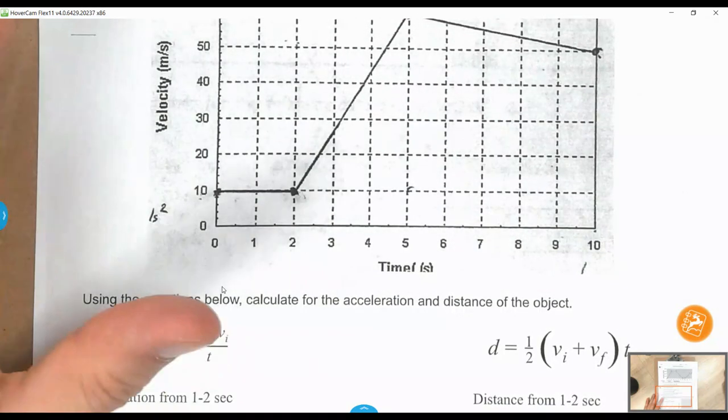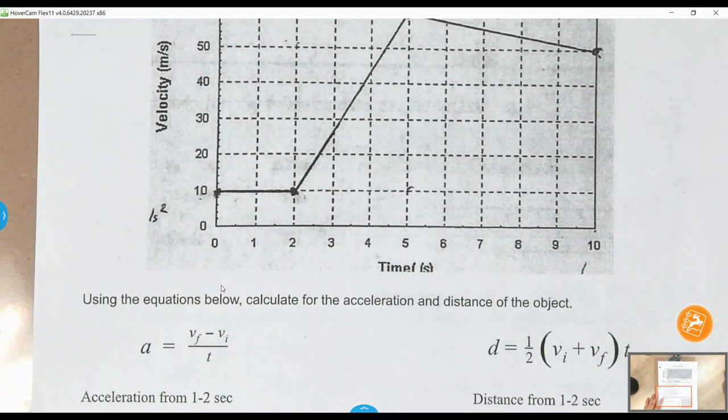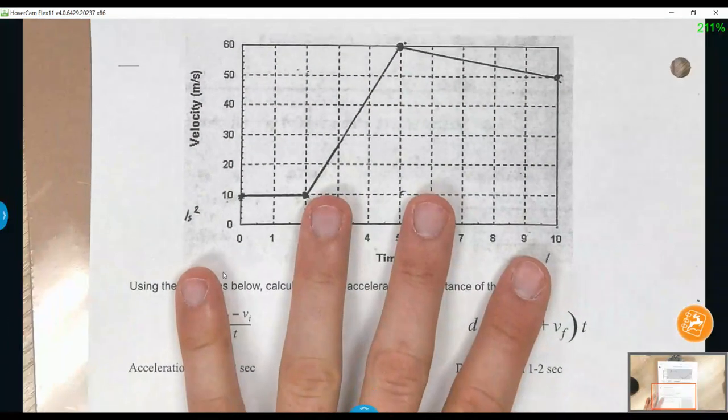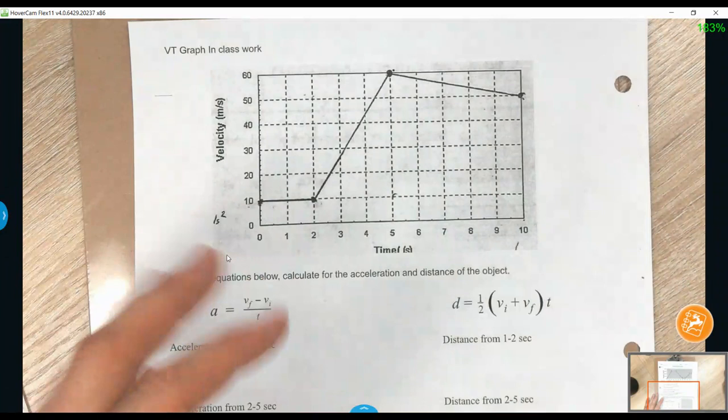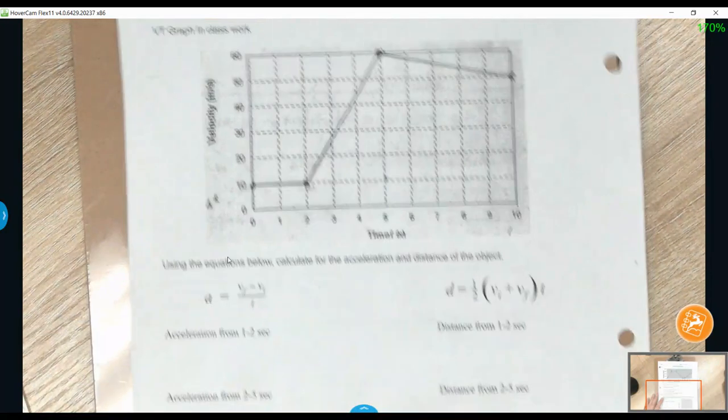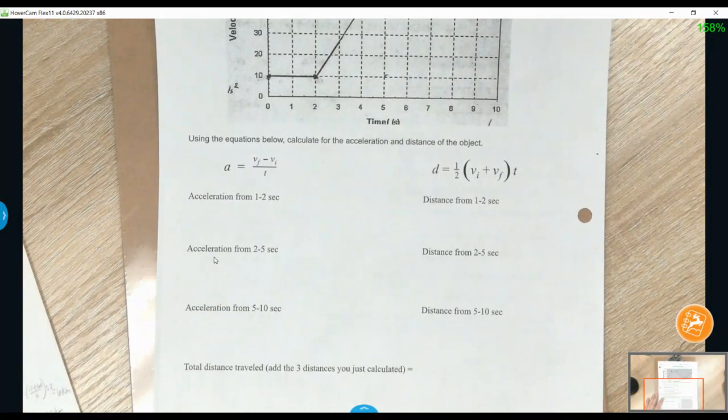All right, so let's work on this, and then you guys will get your homework assignment, which is you'll have plenty of time to start it, and it's something very similar to this, where you're going to have to find the accelerations, distances, and the total distances traveled.